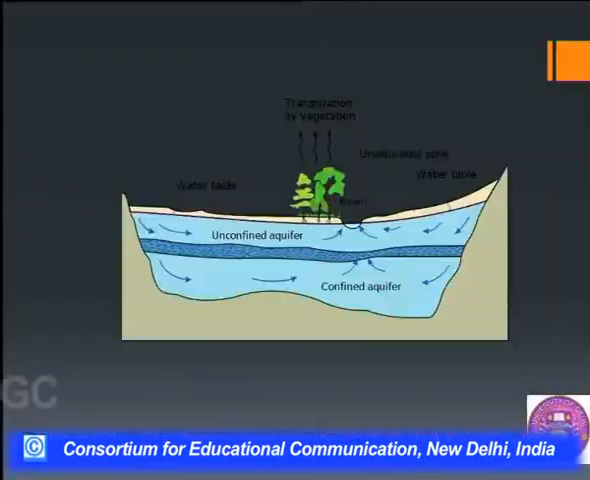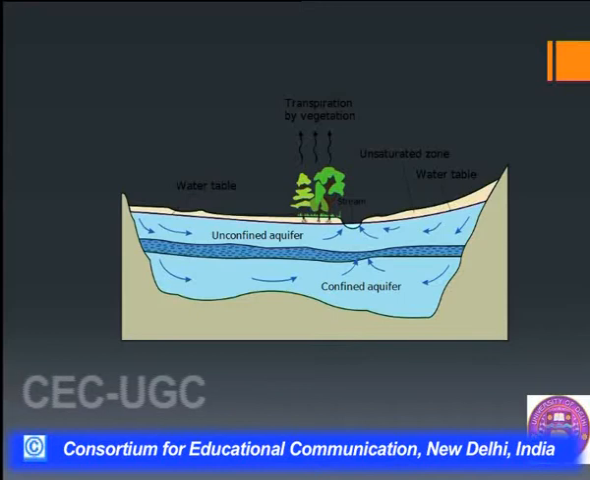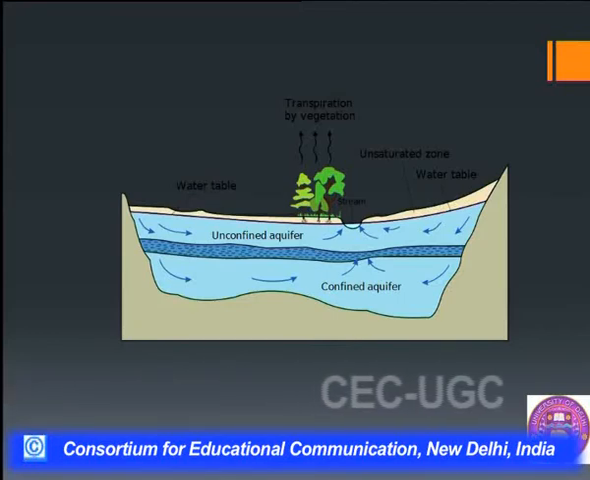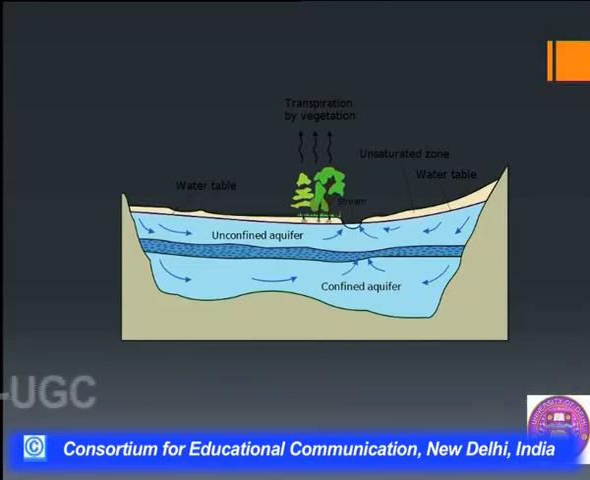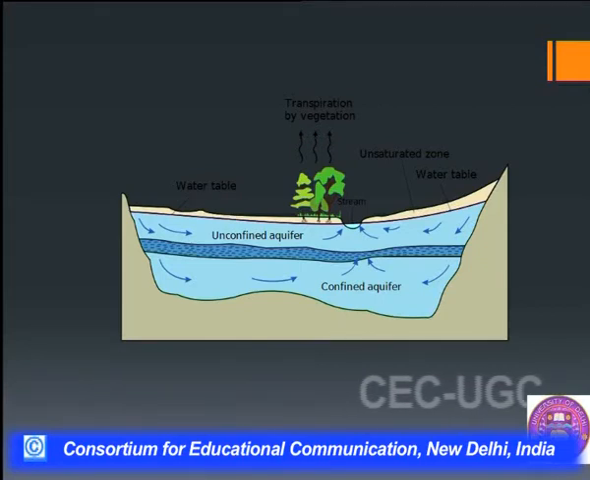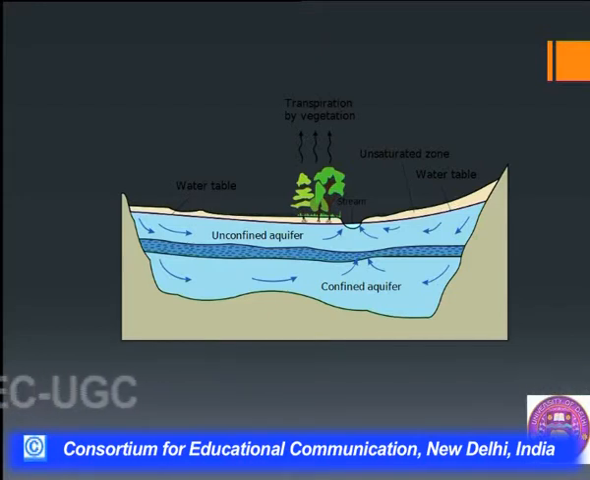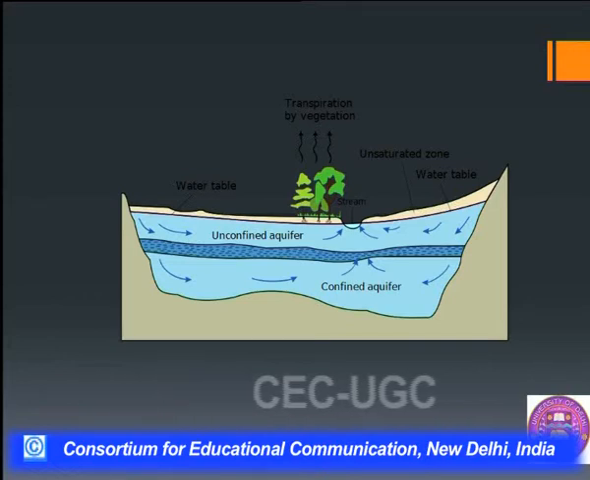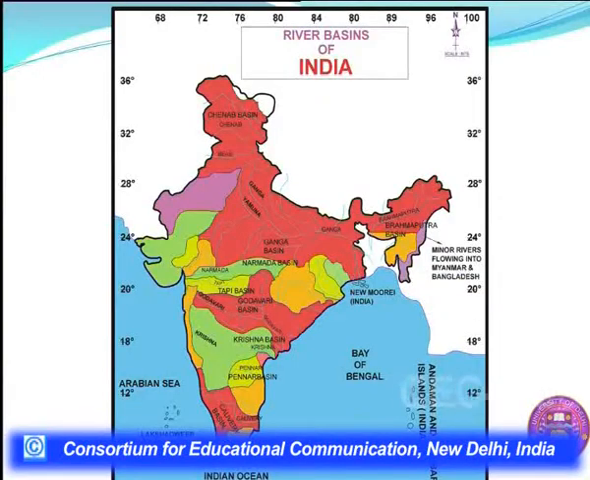So if this is a structure, we have a confined aquifer, then above this is an impervious layer of rock which is not available directly, then we have an unconfined aquifer, then the saturated zone of water, then the water table, and ultimately above we have the unsaturated zone. So plants and any vegetation depend upon this type of groundwater availability below.